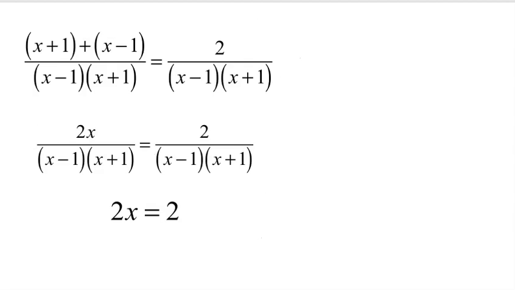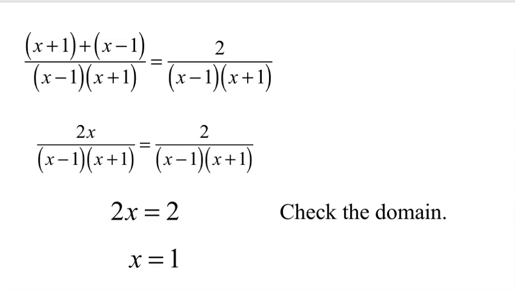So that tells me what? 2x over all this stuff has to equal 2 over all this stuff. 2x has to equal 2. And my answer is x equals 1. Am I finished? Nope. As always, we have to check the domain.